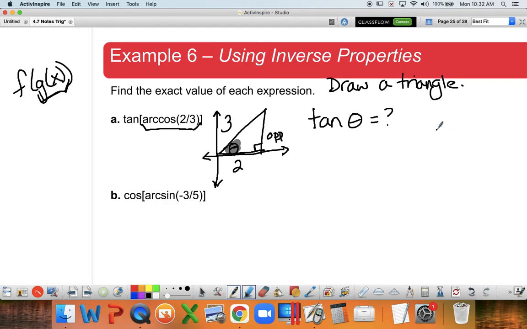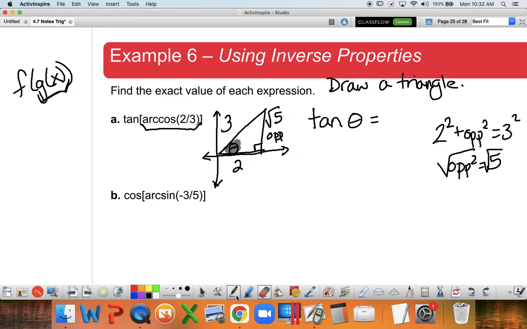Good old Pythagorean theorem. 2 squared plus our opposite side squared equals 3 squared. So I get my opposite side squared equals 9 minus 4, which is 5. So I get that our opposite side is the square root of 5. Therefore, my tangent value for this theta is opposite over adjacent, square root of 5 over 2.